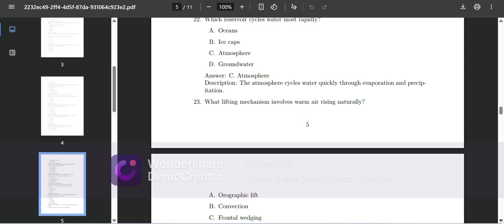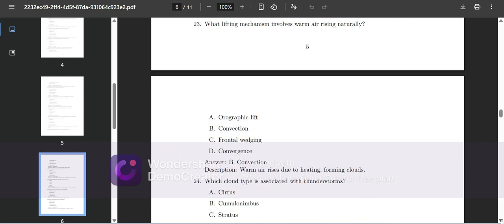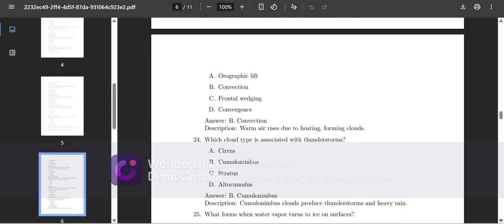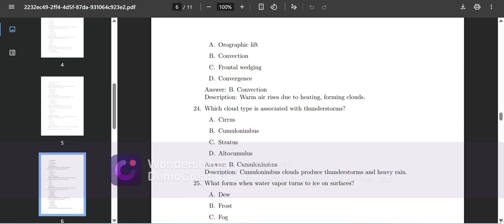What lifting mechanism involves warm air rising naturally? Convection. Warm air rising due to heating, forming clouds. Which cloud type is associated with thunderstorms? Cumulonimbus. Cumulonimbus clouds produce thunderstorm and heavy rain.